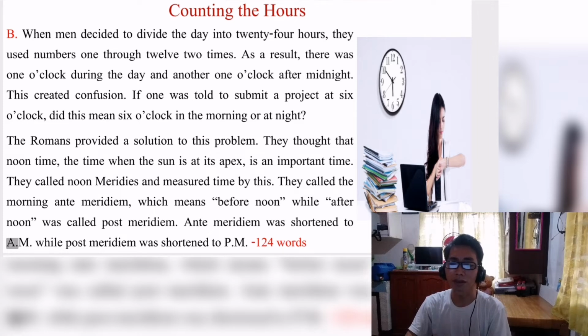They thought that the noon time, the time when the sun is at its apex, is an important time. They called noon meridies and measured time by this. They called the morning ante meridiem, which means before noon, while afternoon was called post meridiem. Ante meridiem was shortened to AM, while post meridiem was shortened to PM.